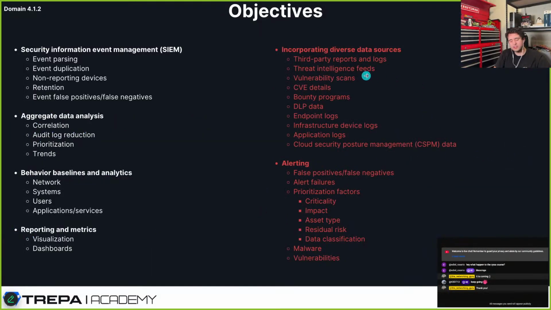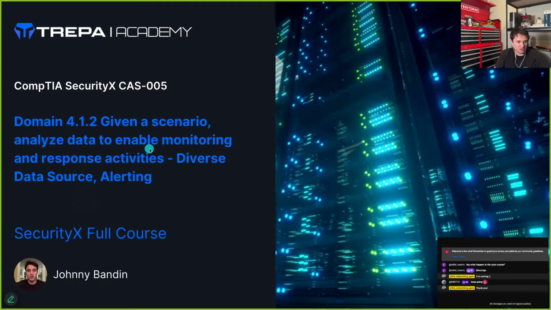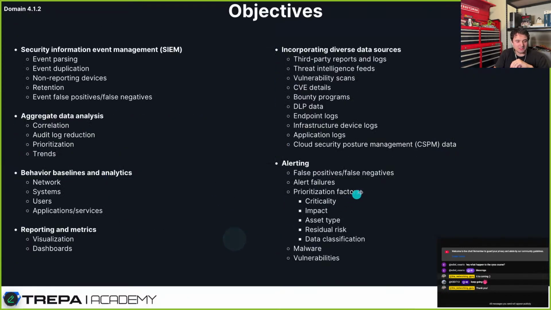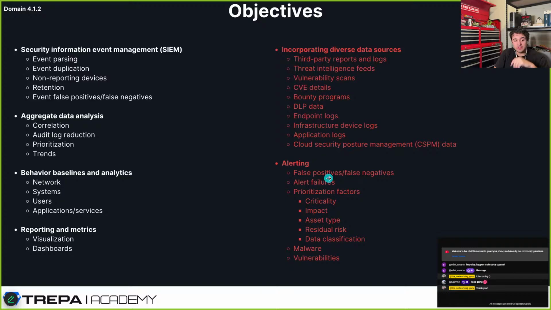Okay, so in the red is going to be the objectives that we go over. Incorporating diverse data sources. So what are we incorporating into our ability to enable monitoring and response activities? And then alerting. How are we building alerts? What are our prioritization factors? And kind of diving into more what I've been talking about when creating our alerts.